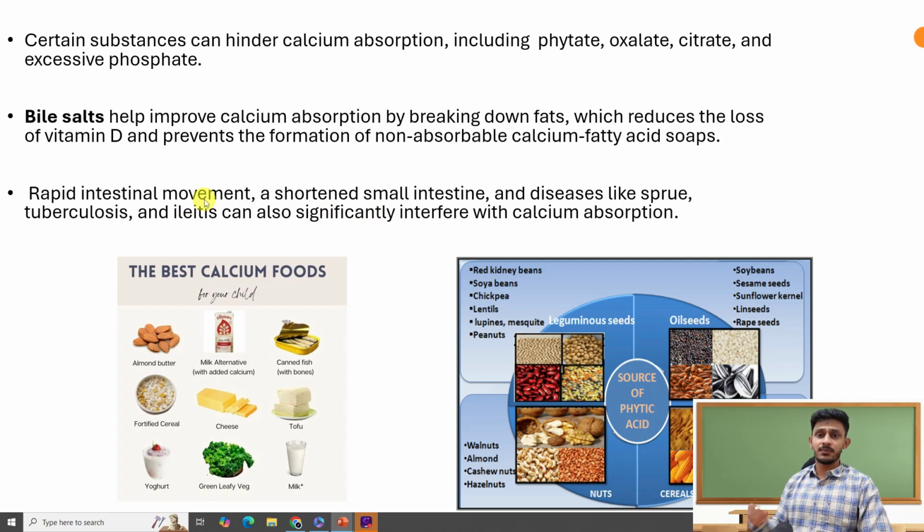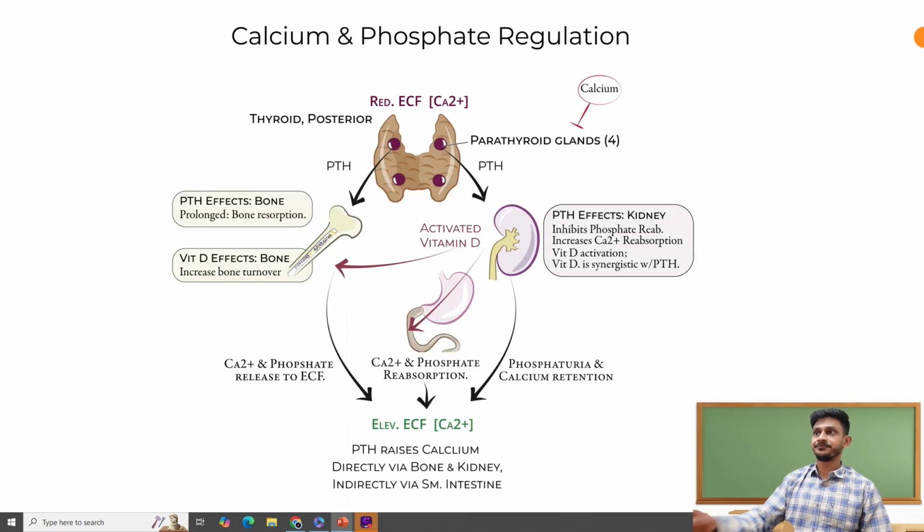And bile salts can improve calcium absorption because they break down fat. What happens is, if fat is there, it forms non-absorbable calcium fatty acids, and that gets excreted. So if bile is there, it's good. It helps calcium absorption. So how is this all regulated?